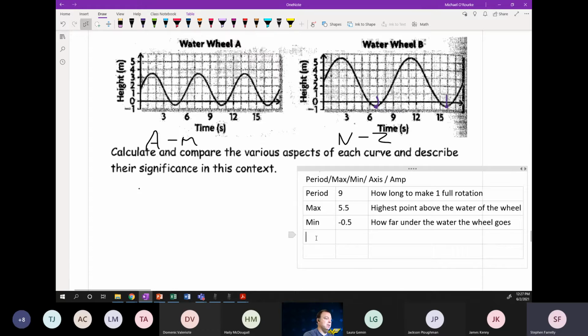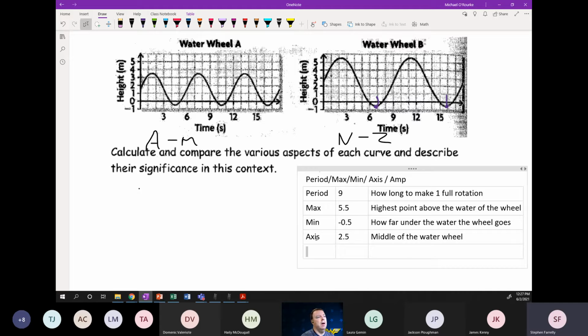And our axis? Axis, I believe, is it 3? Not quite. Remember, add them together, but you're adding a positive and negative, right? Yep. So it's going to equal 5 divided by 2, which is 2.5. Yeah. Oh, okay.